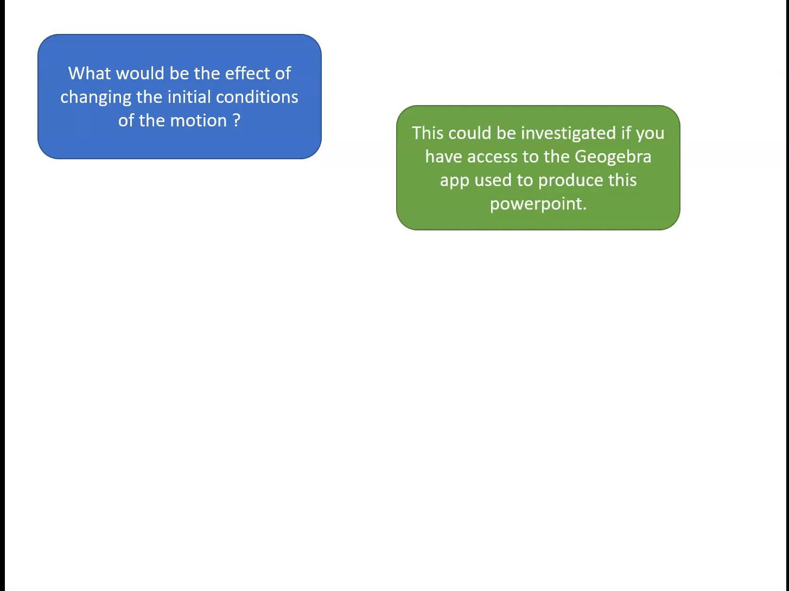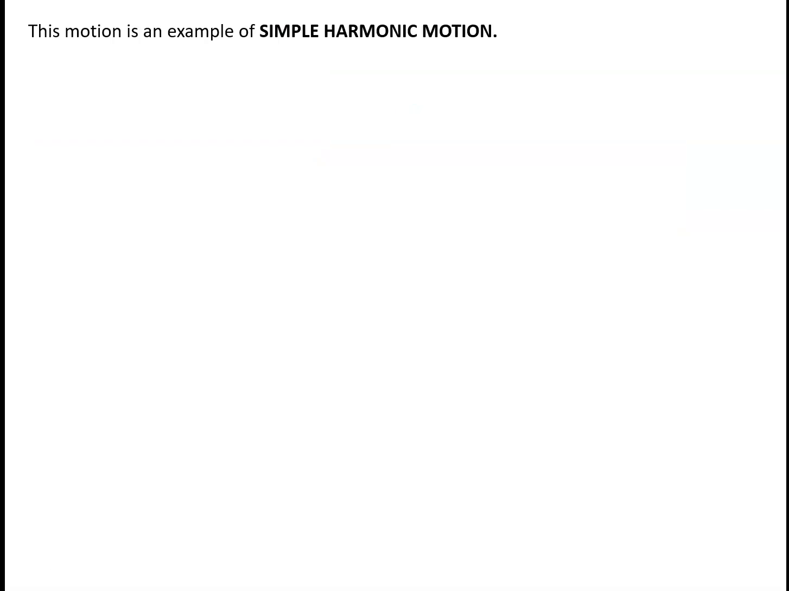If you wanted to consider the effect of changing the initial conditions, the t=0 conditions of the motion, you could investigate that fairly easily if you have access to the GeoGebra app, which was used to produce the animation within this PowerPoint, and your teacher may well be able to provide you with a copy of that.